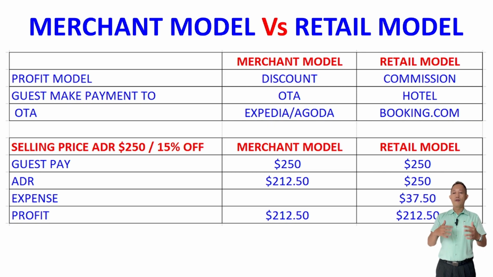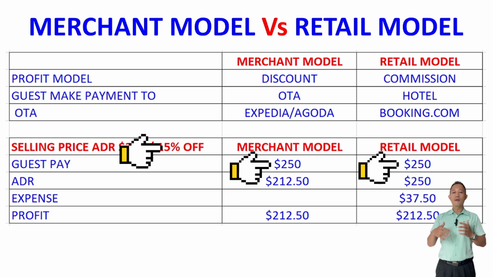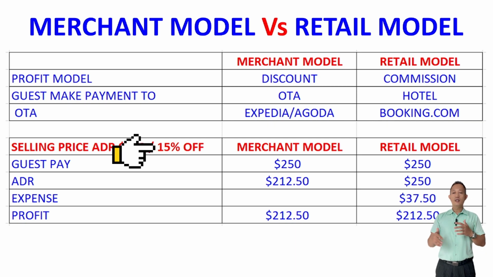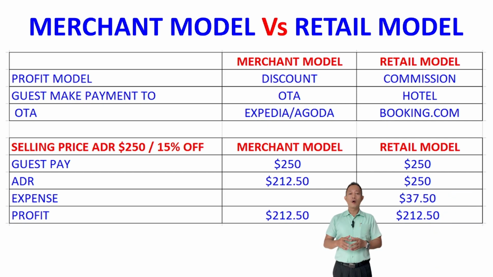Let's say our selling price is 250 and our commission is 15%. Regardless of which model, merchant or retail, guests will pay the same 250. All OTAs must have the same rate to avoid a rate parity issue.